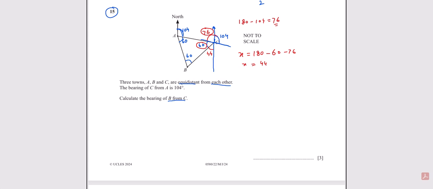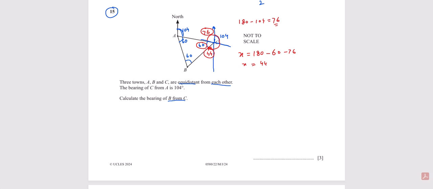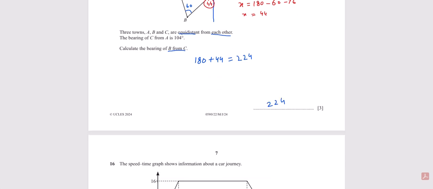Like this, this is a bearing. Complete this angle from this to this. This angle is equal to 44. So 180 plus 44 is equal to 224. So the final answer is 224.